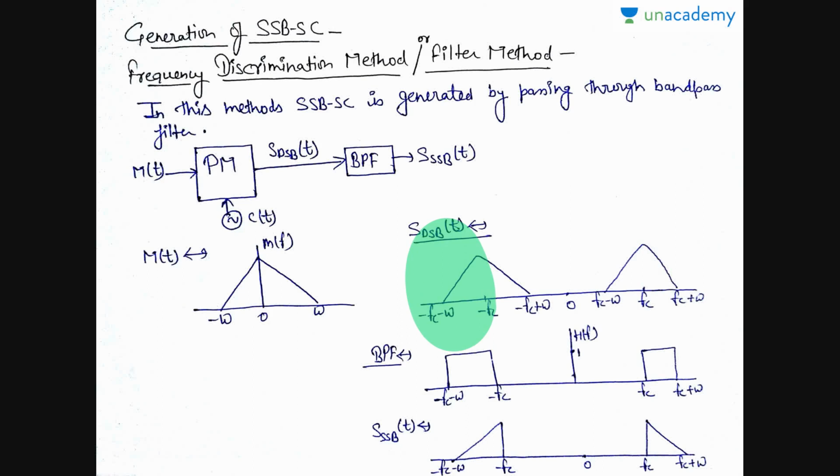And if we have the band pass filter ranging from fc minus omega to fc, then that time in the SSBSC spectrum we will get the lower sideband. And here I am using the band pass filter with fc to fc plus omega, so here we will get the upper sideband. On multiplying this DSBSC signal with the band pass filter, we will get this SSBSC signal, which contains the upper sideband.